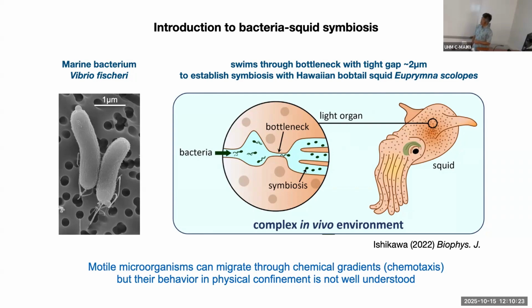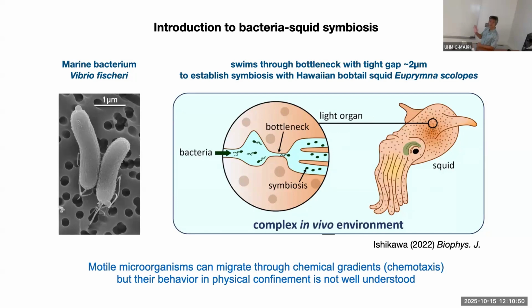I got curious because, as I tried to motivate earlier, bacteria can do strange things in confinement. So I got curious, how are they able to squeeze through these tight spaces? What's the bacterium doing before they eventually reach this light organ where the bacteria are needed or recruited?